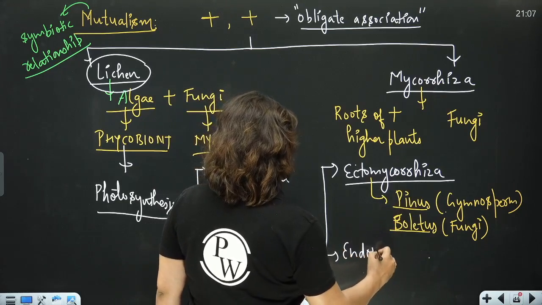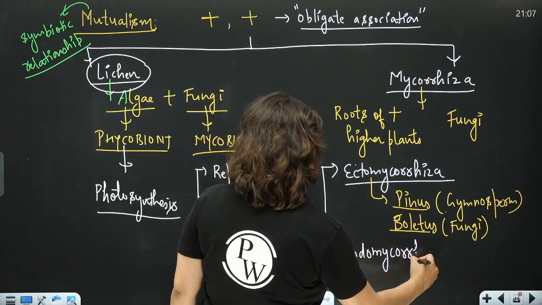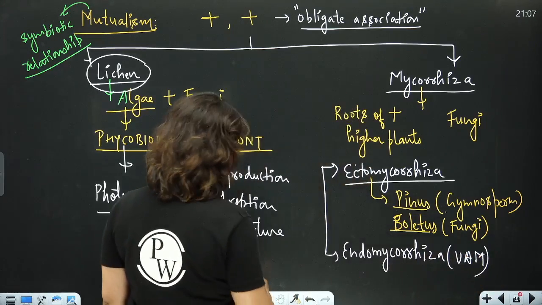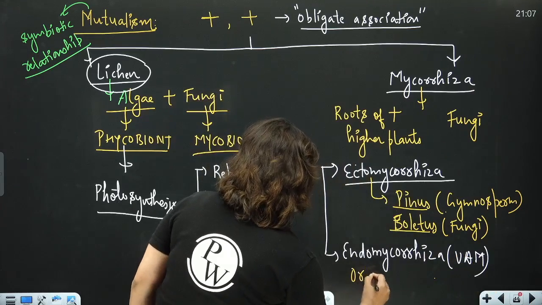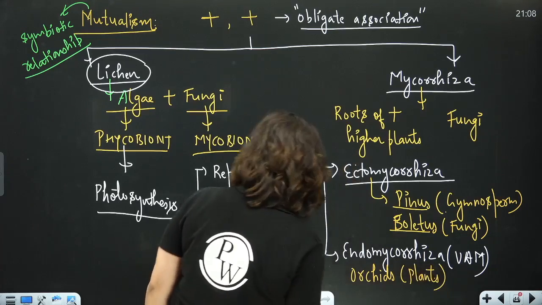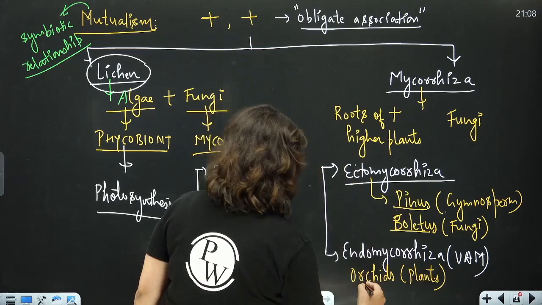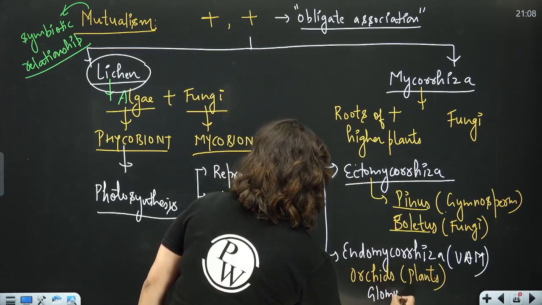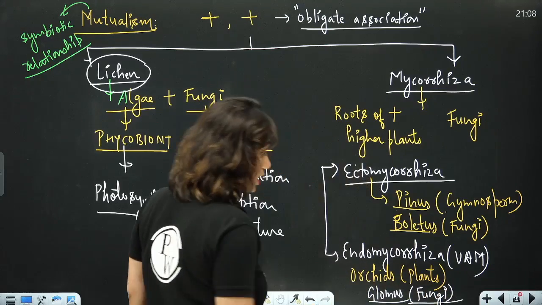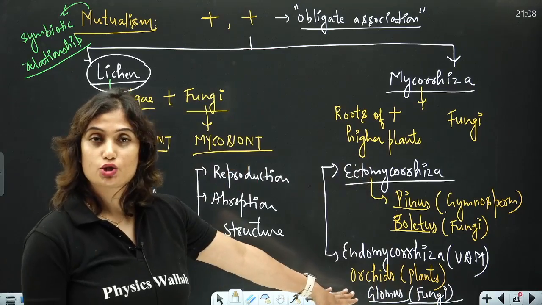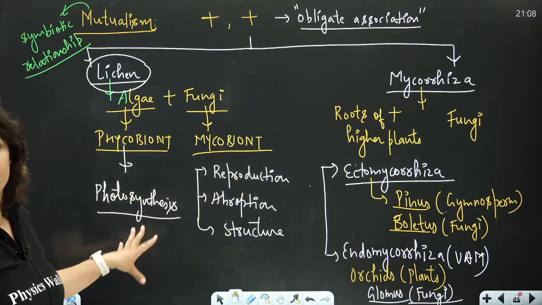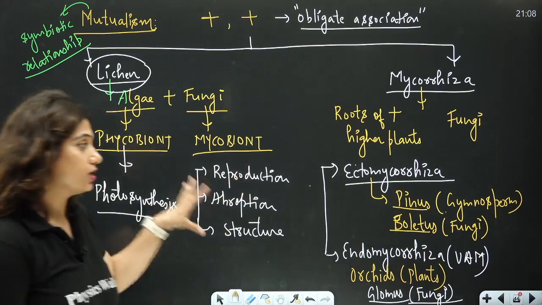The second type of mycorrhiza is endomycorrhiza, which I have told you is also called VAM. Orchids are the plants which show endomycorrhizal association, and the name of the fungus is Glomus. Glomus is the largest genus of fungi, which I told you in microbes in human welfare. So mycorrhiza and lichen both represent obligate mutualistic symbiotic association.